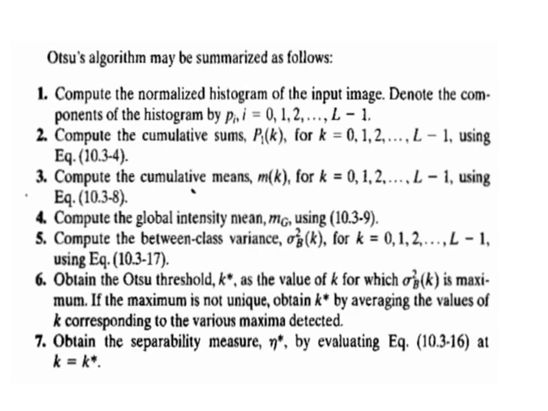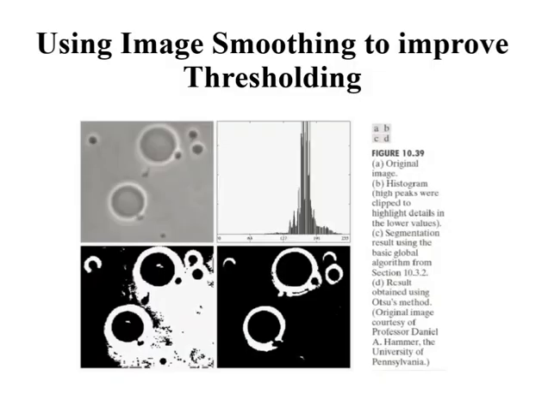Fourth, compute the global intensity mean mg using the equation. Fifth, compute the between-class variance sigma b square for k equal to 0, 1, 2 up to L minus 1 using the equation. Sixth, obtain the Otsu threshold k star as the value of k for which sigma b square k is a maximum. If the maximum is not unique, obtain k star by averaging the values of k corresponding to the various maxima detected. And seventh, obtain the separability measure eta star by evaluating the equation at k equal to k star. Next topic is using image smoothing to improve thresholding.